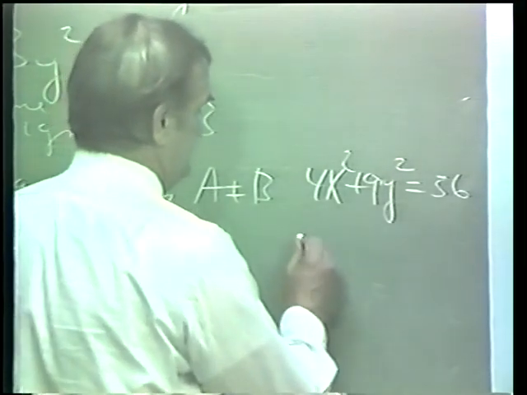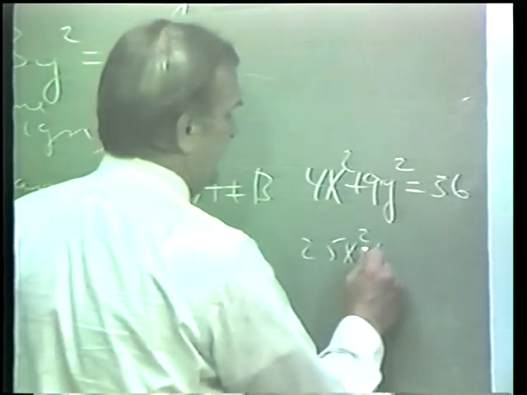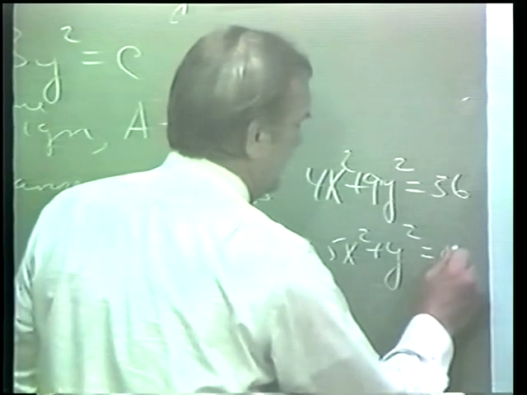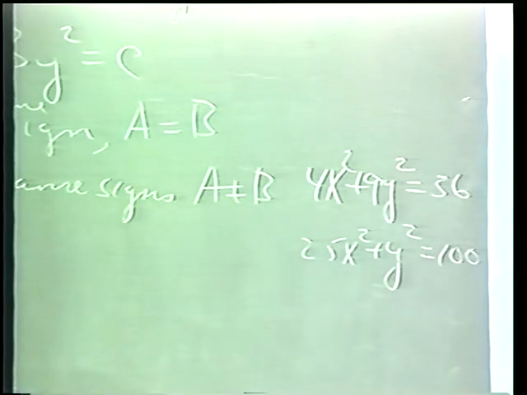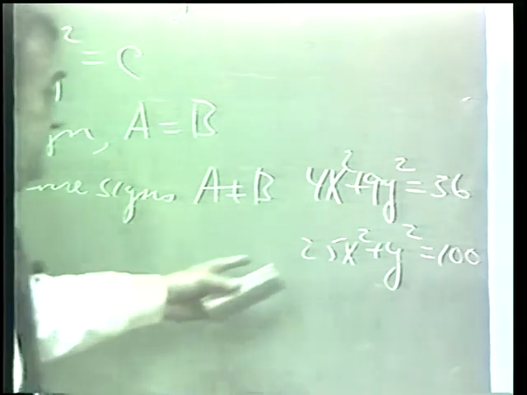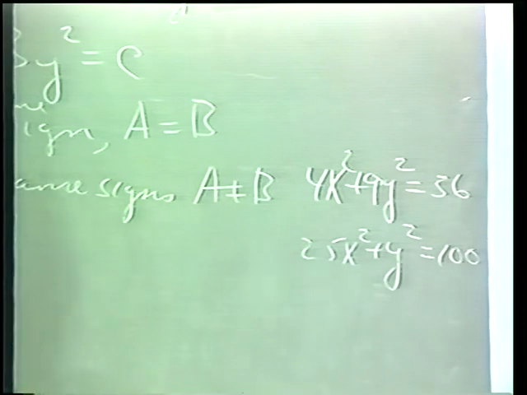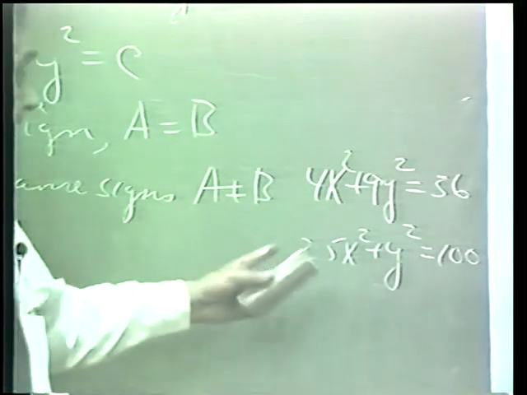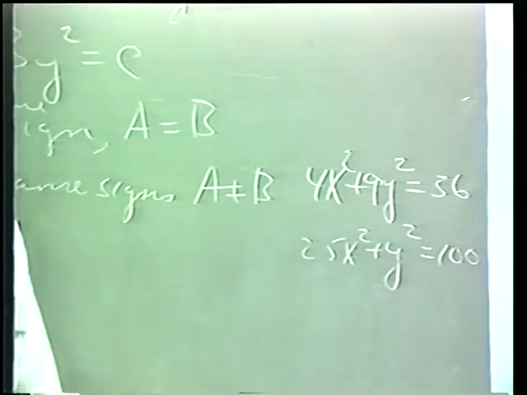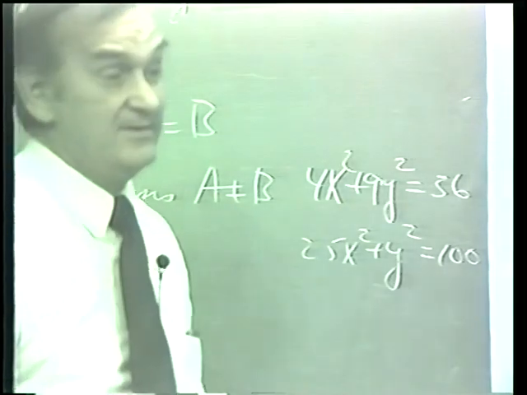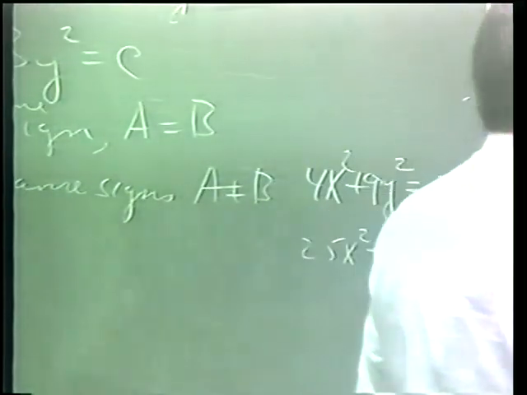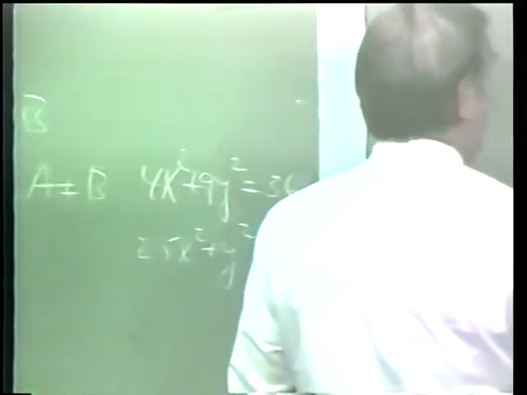Another example. 25x squared plus y squared equal 100. This is an ellipse. A, B, and C have the same sign. A does not equal B. Okay? So again, to sketch an ellipse, we do it by the intercept method.